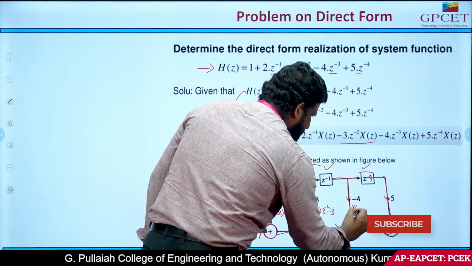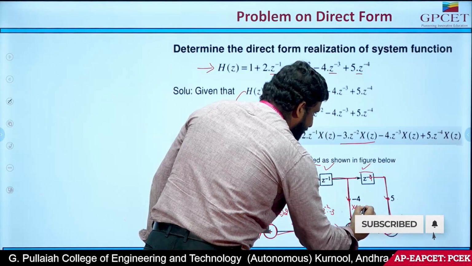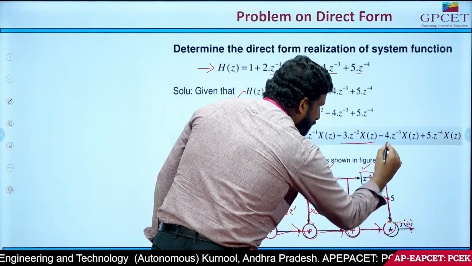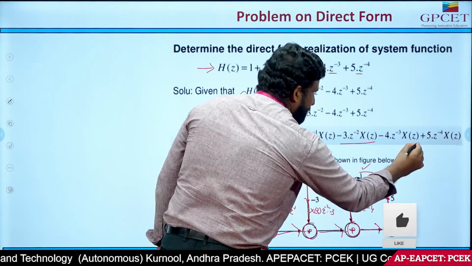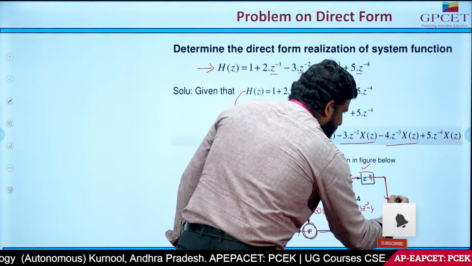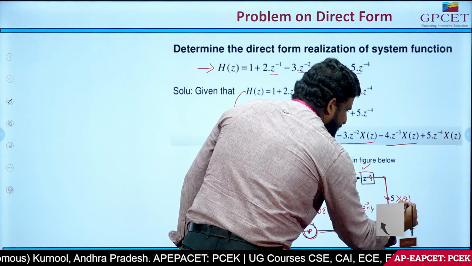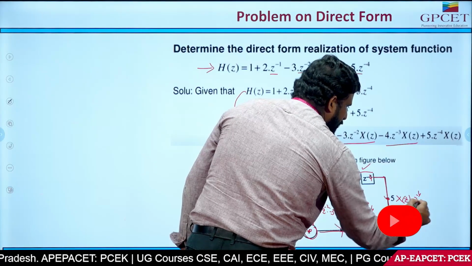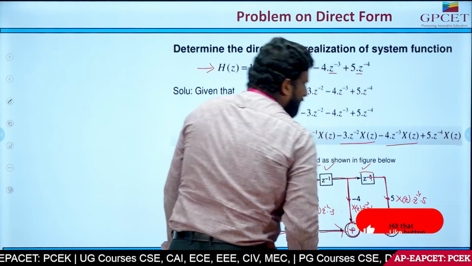Same X of z, which is common. And what is the delay term here? z power minus 3. And what is the coefficient here? Minus 4. So this is the term. And what is the final term here? Same X of z, which is a common factor. And what is the delay term here? z power minus 4. And what is the coefficient here? 5. This is the final term.